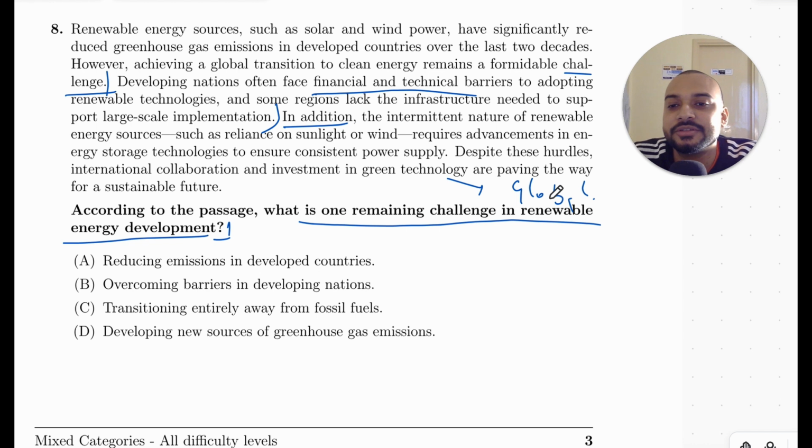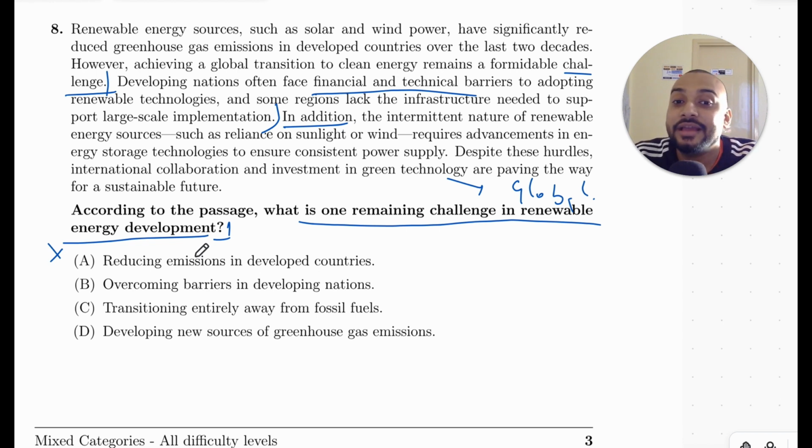Let's look at the options now. Option A. So reducing emissions in developed countries. What is one remaining challenge in renewable energy development? Reducing emissions in developed countries. No. There's no challenge. Basically, they're trying to reduce emissions using renewable energy sources. So no, this is not the challenge we're talking about. This is actually the first challenge we're talking about. That is how to reduce emissions. We've already seen that, and renewable energy resources, that's the answer.